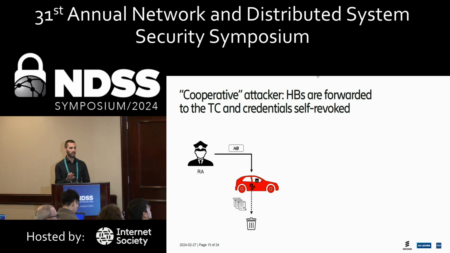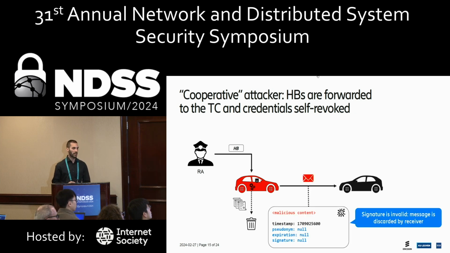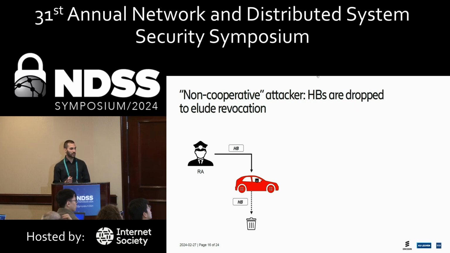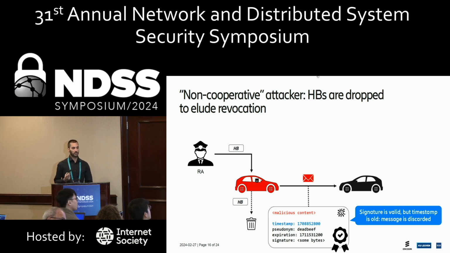The first scenario is where the heartbeats are correctly delivered. In this case, there will be revocation. And this means that there will be no valid signatures anymore in the subsequent messages. So very easily, the receiver just discards these messages. So this is what we want. In the case where the attacker tries to escape revocation, it means that these heartbeats are not delivered. This means that the signature will also be valid, because there will be no revocation. So these credentials are still valid. But the timestamps in these messages will eventually be outdated, which means that a receiver, again, has the ability to discard the messages.